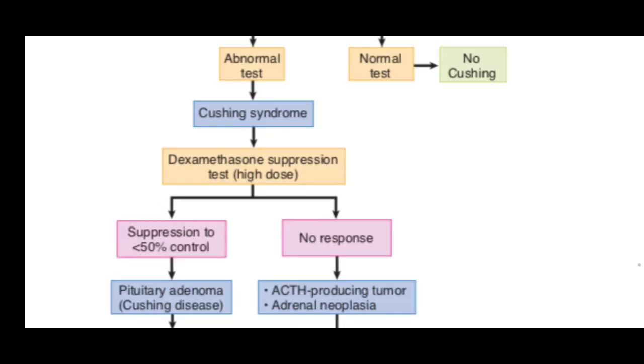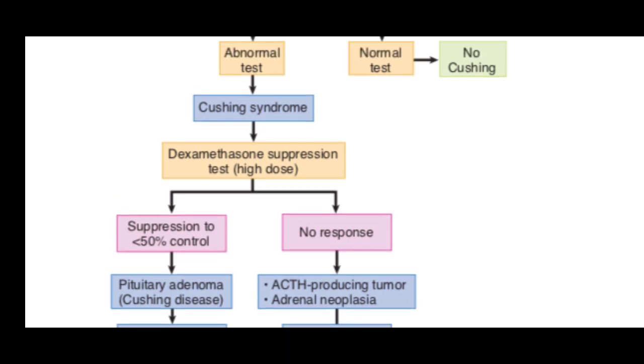Next is the dexamethasone suppression test. The next approach should be to check the ACTH level. If ACTH is increased, this is Cushing disease, pituitary adenoma. If it is decreased, this is adrenal adenoma. Then do a dexamethasone suppression test to differentiate ectopic ACTH syndrome or pituitary adenoma.